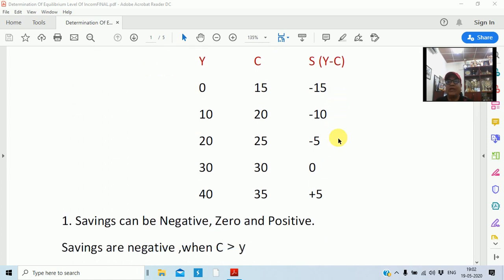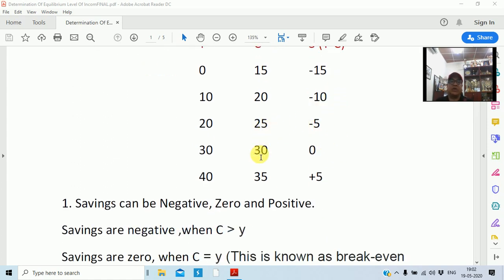Now after this, what do you find out of this schedule? First thing, saving can be negative, 0 and positive, which is not possible in terms of consumption. Consumption can neither be 0 nor negative. Consumption is always positive, but savings can be negative, 0 and positive. Savings will be negative when consumption is more than income. Savings will be 0 when income is equal to consumption, and savings is positive when income is more than consumption.